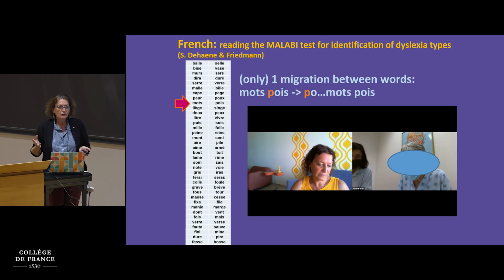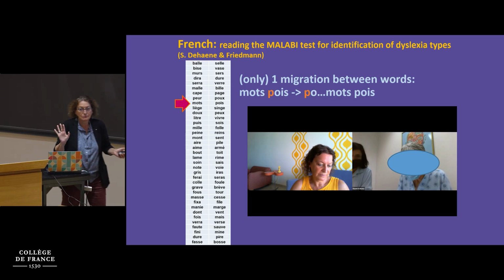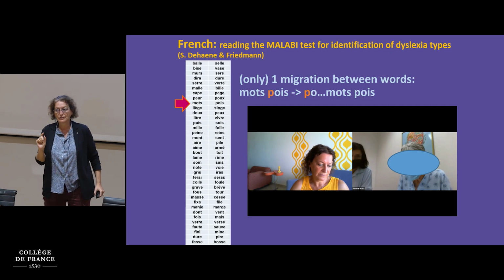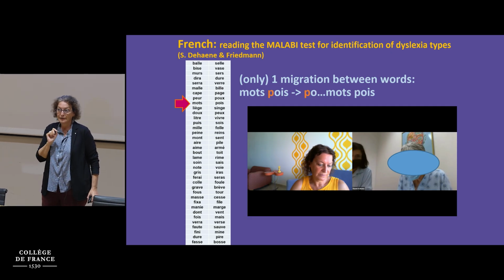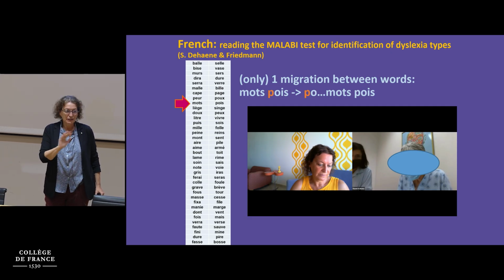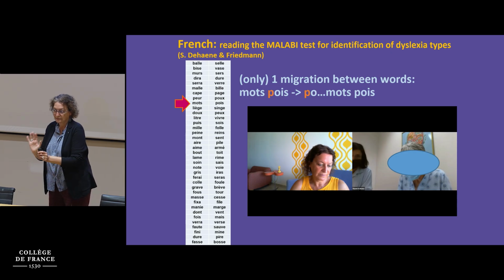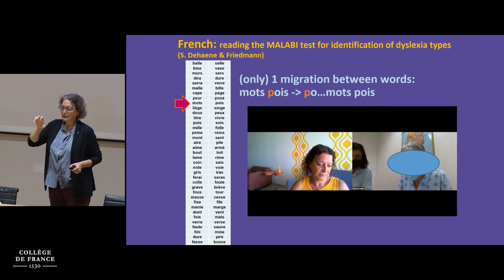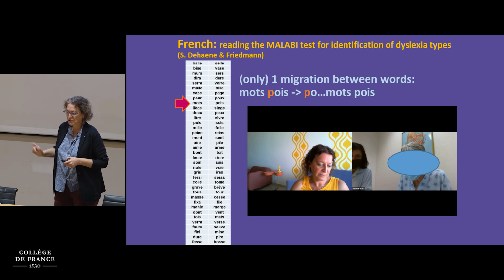But she made only a single error of migration between words. People with typical language sometimes make errors. So this doesn't mean that she has dyslexia, but it meant to me that I have to be careful with this kind of dyslexia, and I have to make sure that in surgery we don't. It means that we might be close to this area of migration between words.